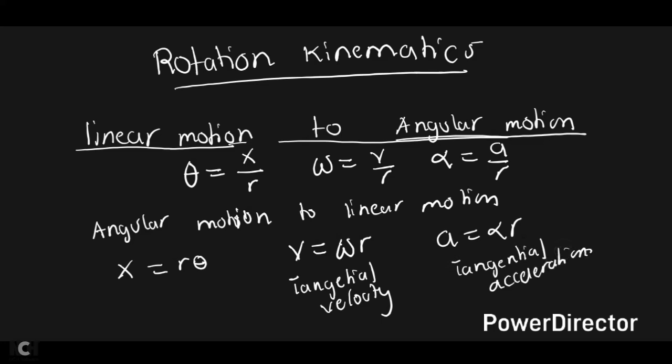So those are the things that you need to take note of. I've explained that if you're converting from linear to angular motion, these are the formulas that you use. If you're converting from the angular motion to linear motion, these are the formulas that you use. Sometimes they'll say tangential velocity, this is the formula that you use. Tangential acceleration, this is the formula that you use. So those are the main issues.